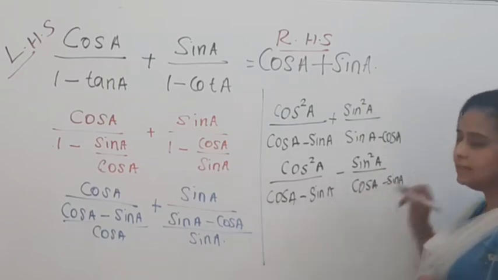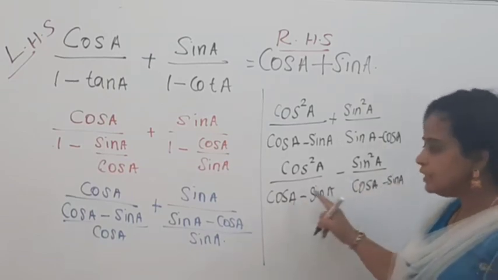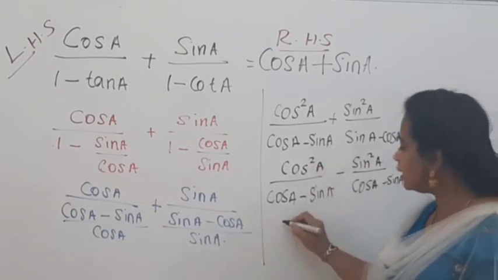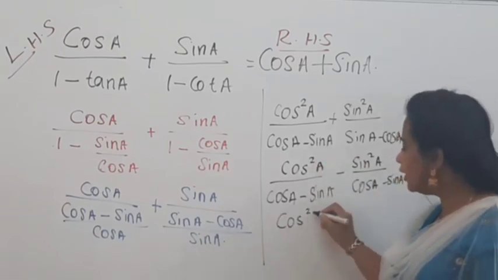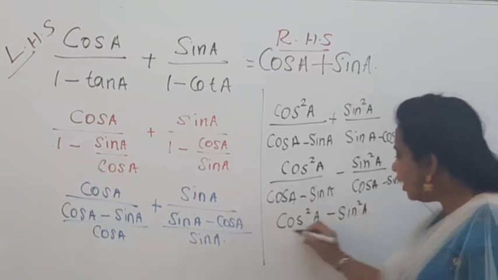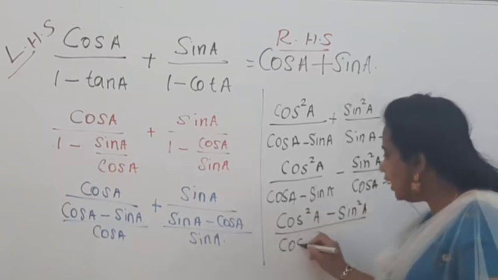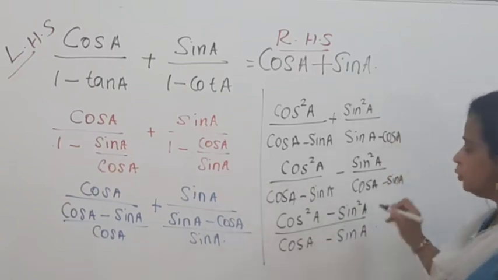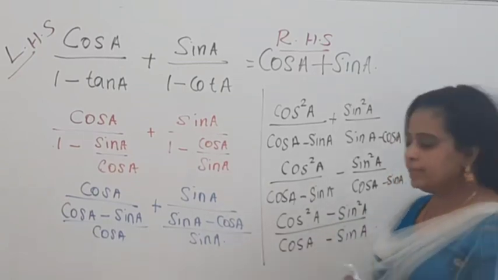Hope you understand this one. Now these denominators are the same, so numerators can be added or subtracted. So cos square A minus sin square A divided by cos A minus sin A. Hope everyone gets this point. So denominators are the same.